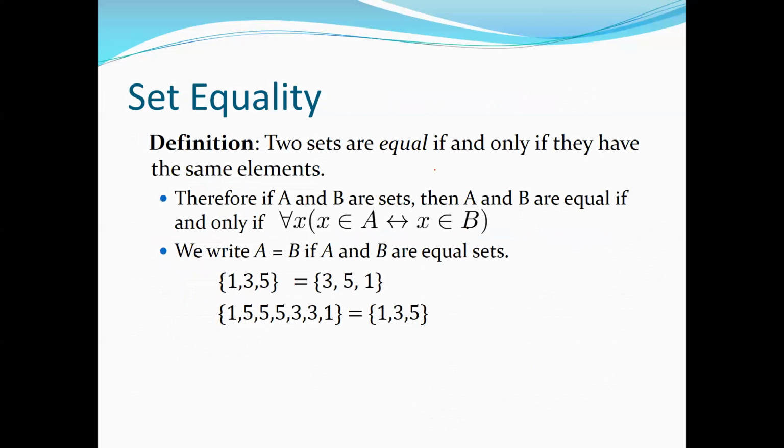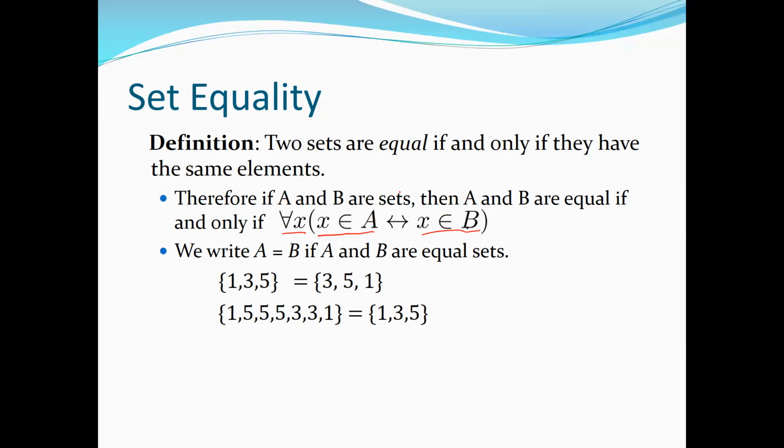Two sets are equal if and only if they have the same elements. So two sets are said to be equal if both have the same elements in them. Therefore, if A and B are sets, then A and B are equal if and only if, for all x, x belongs to A if and only if x belongs to B, and the relationship is bidirectional, right? You know bidirectional from propositional logic, and you know "for all" from predicate logic. So this is the definition of set equality.